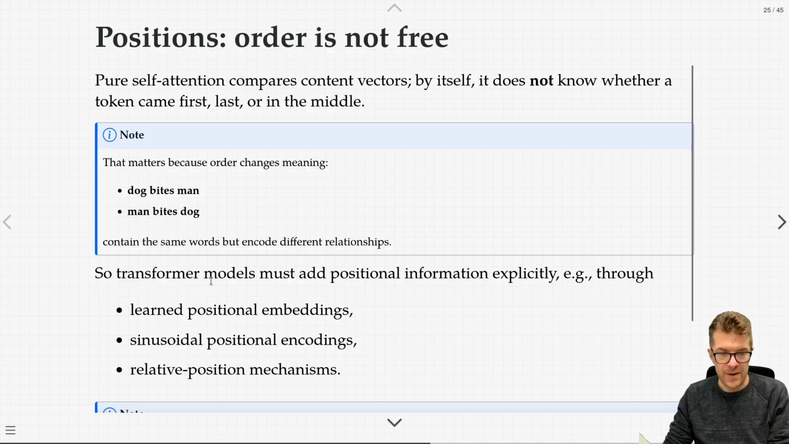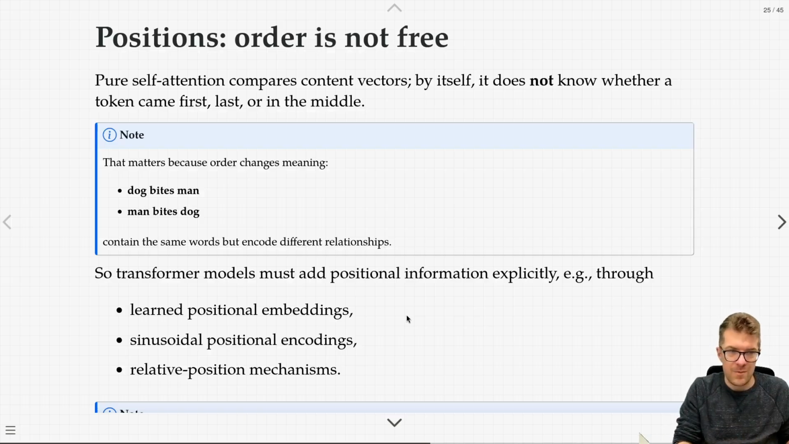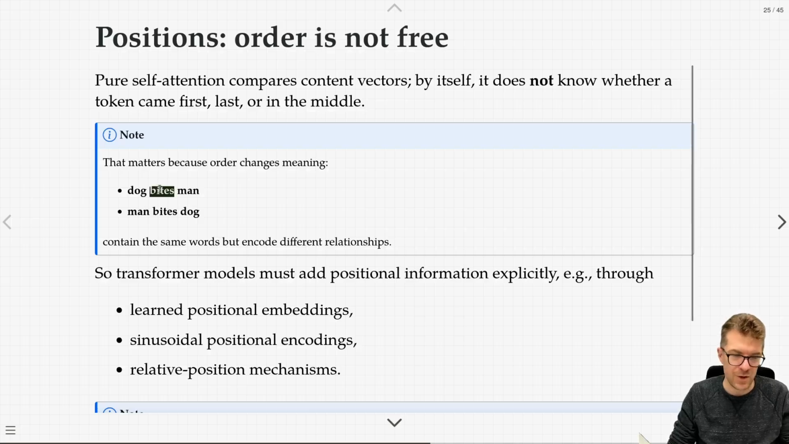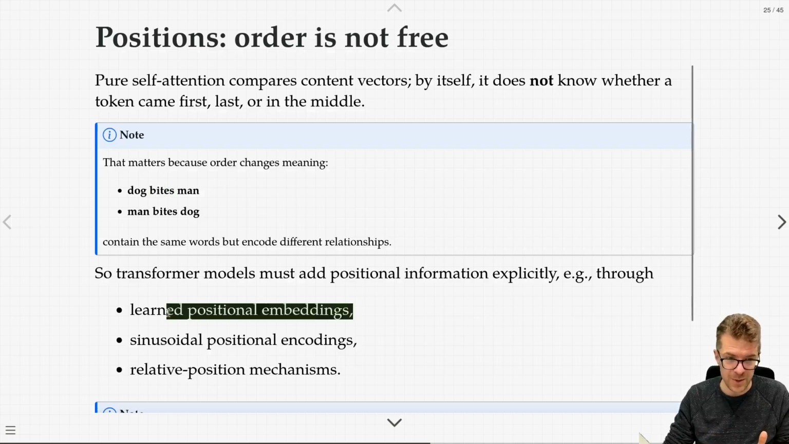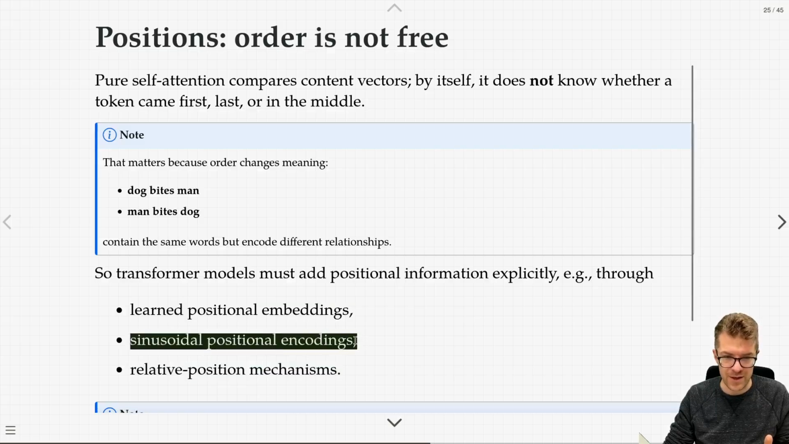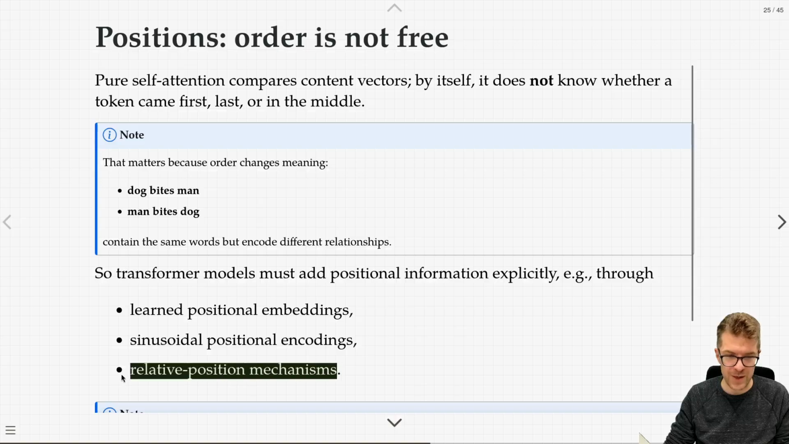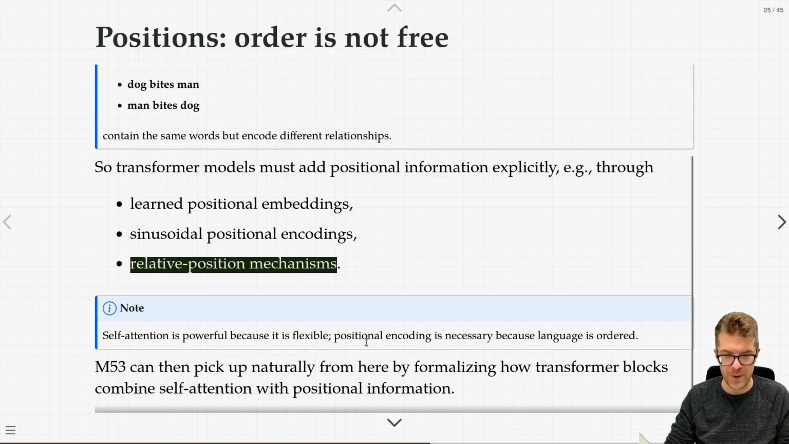Later on, in the next module, we'll talk about transformer models. A transformer model will have to explicitly add position information to every vector of input. So the word dog being first in that sequence will be associated with a representation for I'm first. The word bites will be associated with another representation for I'm second, and so on. That can be a bit complicated, so I'll talk about it in the next module. There are a couple of different approaches. There are learned positional embeddings. There are sinusoidal position encodings, which I like a lot and which come up a lot in speech. And then there are relative position encodings or mechanisms as well.